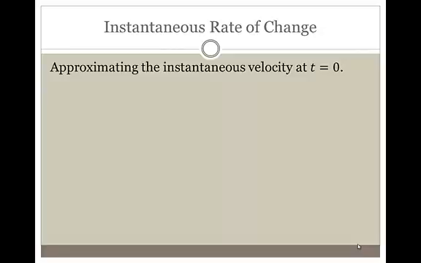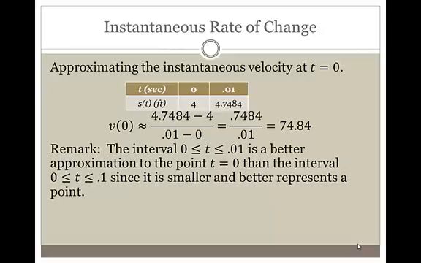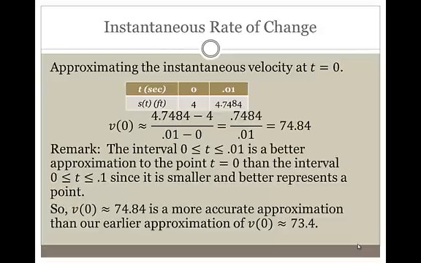Let's now approximate the instantaneous velocity at t equals 0 with the knowledge that the height at 0.01 second is 4.7484. Again, we calculate v of 0 as our change in position, 4.7484 minus 4, which is 0.7484, over our change in time, which is now 0.01. Calculating this, we get that v of 0 is roughly 74.84. Because it's smaller than our last interval from 0 to 0.1, it again better represents a single point. So our conclusion is that v of 0, roughly being 74.84, is a more accurate approximation than our last approximation of v of 0 being roughly 73.4.